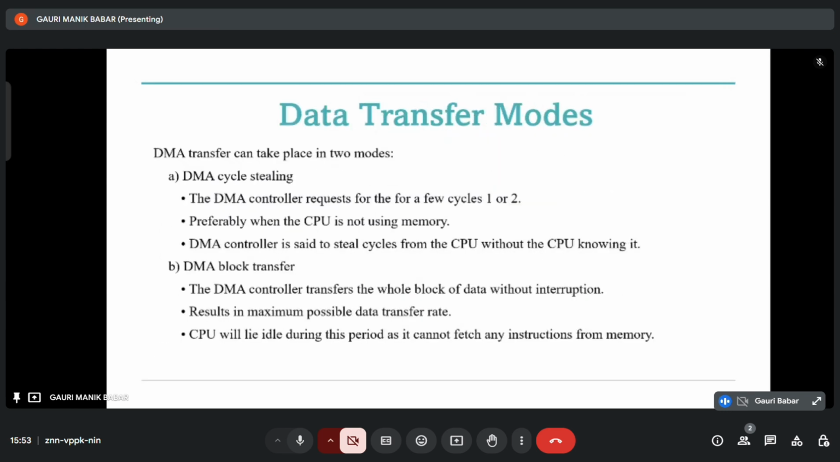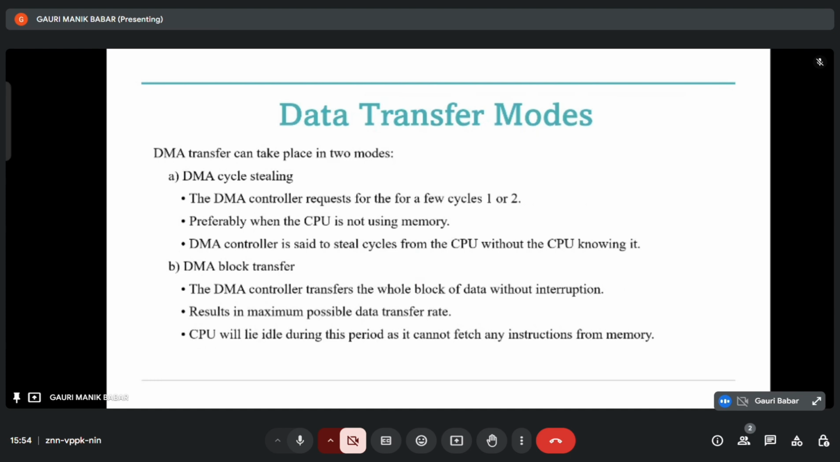This transfer of data from disk to memory is happening via this buffer. So how exactly that data transfer happens depends on the size of the buffer. And depending on the size of the buffer, the data transfer can take place in two modes. First is DMA cycle stealing and second is DMA block transfer. In cycle stealing, the DMA controller requests a few cycles, one or two, preferably when the CPU is not using memory. The DMA controller is said to steal the cycles from the CPU without the CPU knowing it.